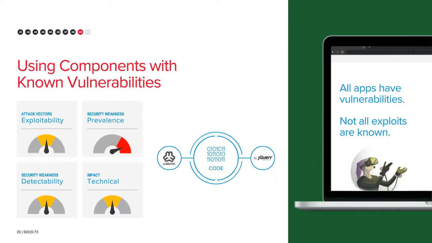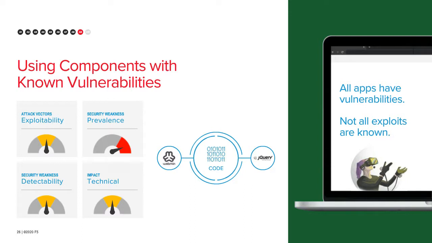So number 9, using components with known vulnerabilities. Now, detectability and technical impact might be slightly lower, but prevalence is way up. And why is that? Well, increasingly we're using more and more third-party libraries, frameworks. We're reusing code, whether it's open source or closed source libraries, for use in our own applications.